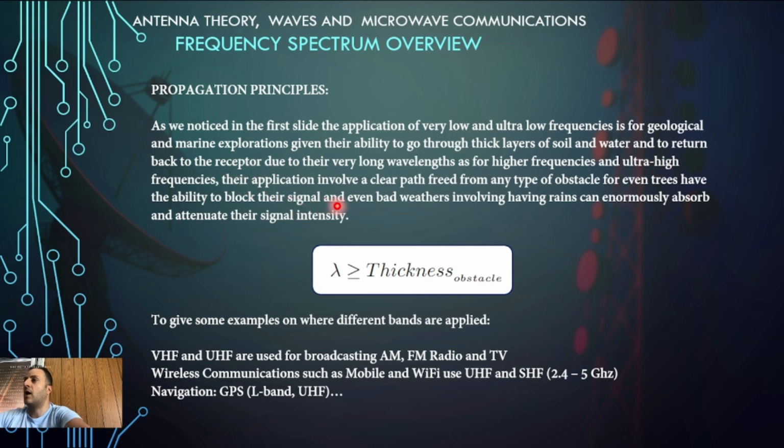As for higher frequencies, they are way more susceptible to obstacles, especially ultra high frequencies. Their application involves a clear path freed from any type of obstacle, for even trees have the ability to block the signal in such case, and even bad weather involving rain can enormously absorb and attenuate their signal's intensity. To give some examples on where different bands are applied, VHF and UHF are used for broadcasting AM, FM, radio, and TV. Wireless communications such as mobile and Wi-Fi use UHF and SHF because you need a high data rate to be transmitted.